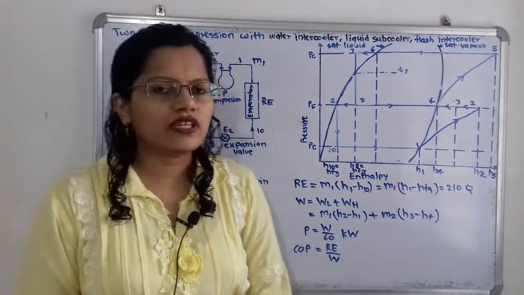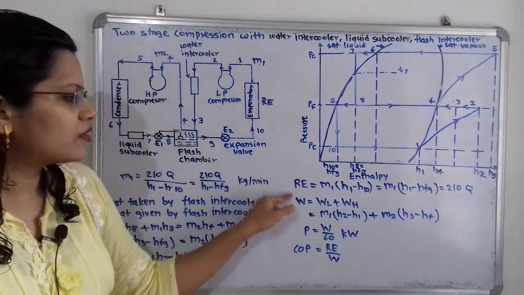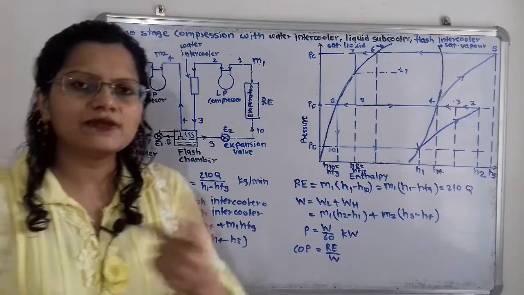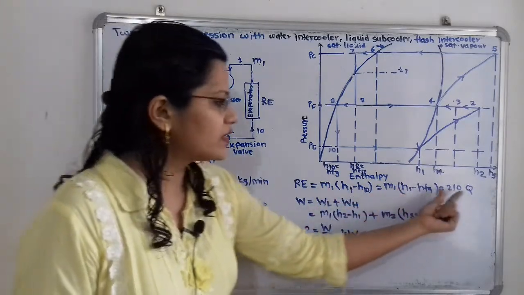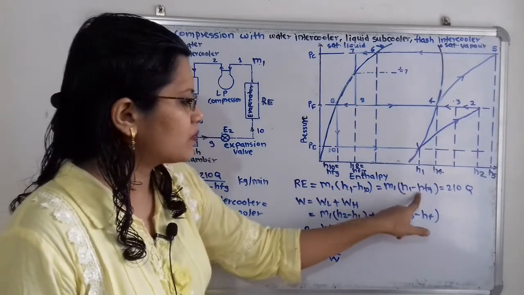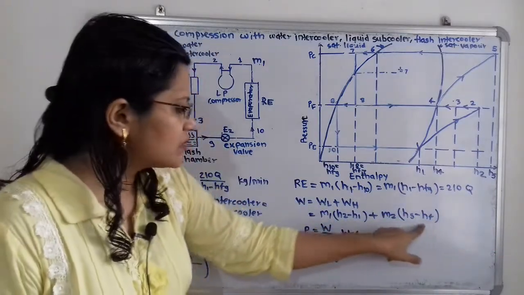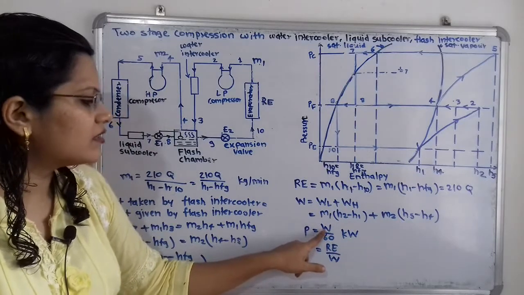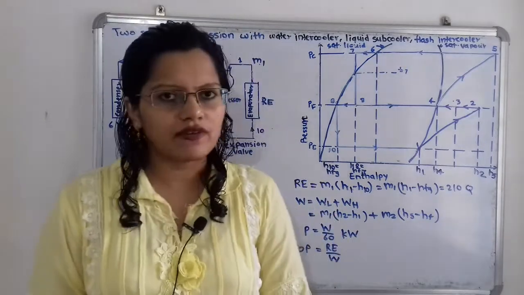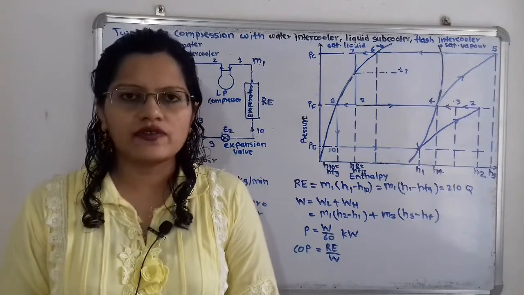And then we will move to the coefficient of performance. What is the formula? Coefficient of performance is equal to refrigeration effect divided by W. For the refrigeration effect, as per the given data, we can use any one of these formulas, that is M1 into (H1 minus H10), or M1 into (H1 minus HF9), or 210 Q. And for the work done, we will use this formula, or we can use W is equal to power multiplied by 60, depending on the given data. So this is the list of the formulas that are important while solving the problems.